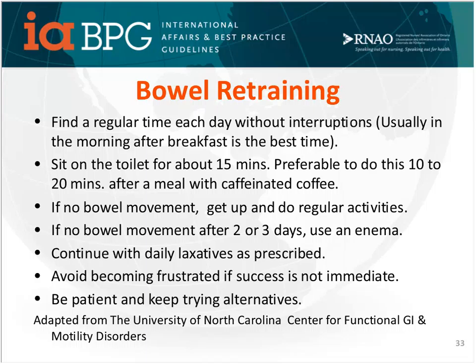Basically what they say is find the regular time, which we've talked about. This is going to be reiterating my part of the presentation. Let the person sit on the toilet for about 15 minutes. Do this, have the caffeinated coffee. If there's no bowel movement, get up and do regular activities. If no bowel movement for 2 or 3 days, then use an enema. Continue with the daily laxatives, and avoid becoming frustrated. You've got to keep trying alternatives. And again, that's one way to do it.